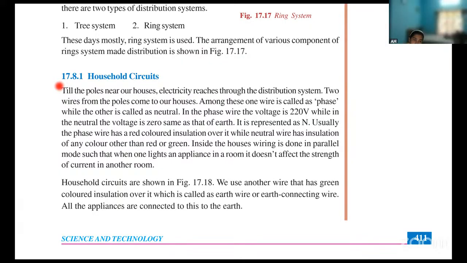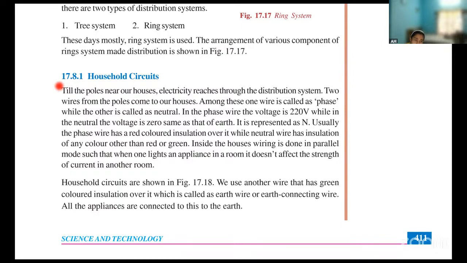Till the poles near our houses, electricity reaches through the distribution system. Two wires from the poles come to our houses. Among these, one wire is called phase, while the other is called neutral. In the phase wire, the voltage is 220 volt, while in the neutral, the voltage is 0, same as that of Earth. It is represented as N.